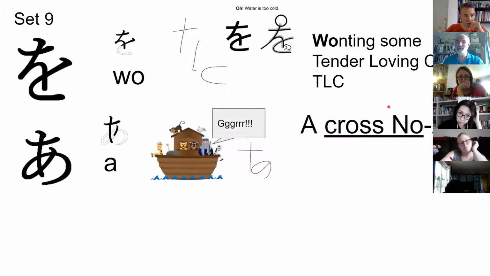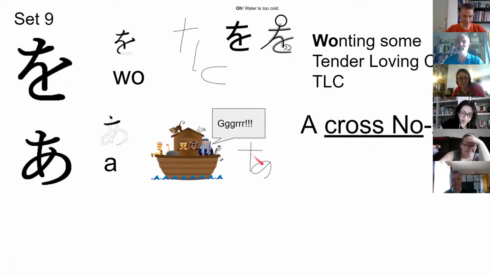Okay, you're gonna like this one. How to do a mnemonic given this is the symbol. So I thought, across Noah. If you draw a cross and then you write no, you get this across. So imagine Noah is very angry for being stuck on the ark with lots of animals. He's a very cross Noah. Noah across no.